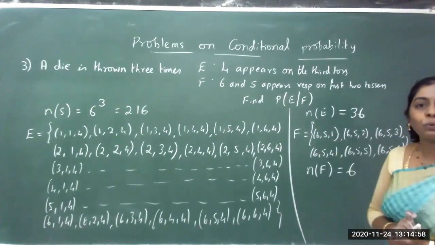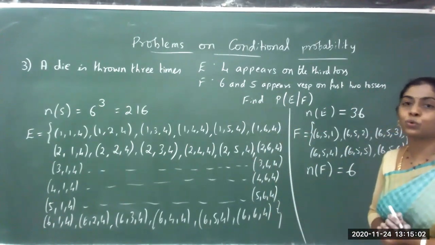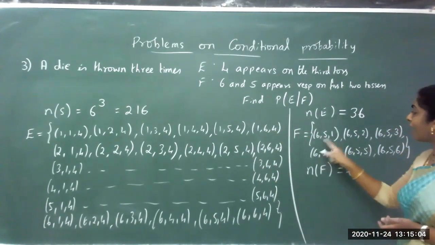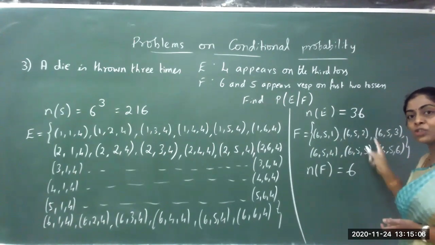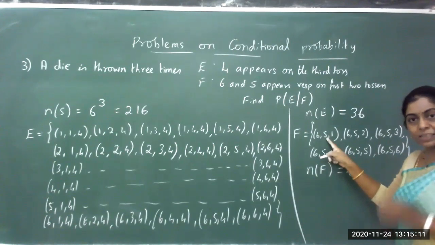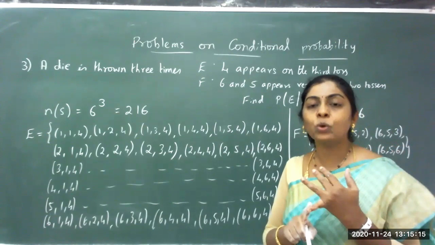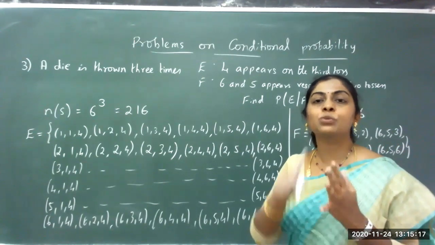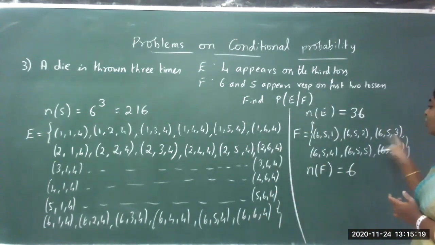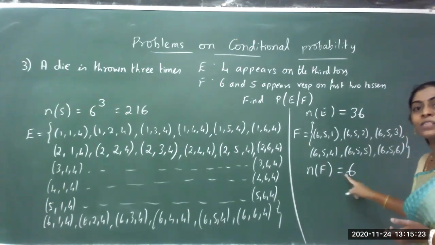Then event F was defined as 6 and 5 appearing on the first 2 tosses. On the first 2, I have 6 and 5, so I retained 6 and 5 as it is. Only on the third die I kept changing. What are the possible changes? All the 6 faces of the die, 1 to 6, I kept changing on the third. So the number of elements in event F is 6.